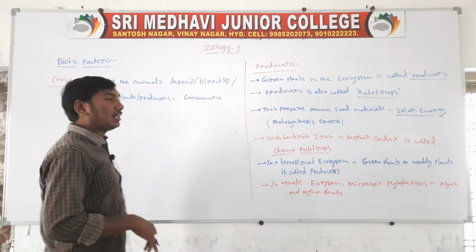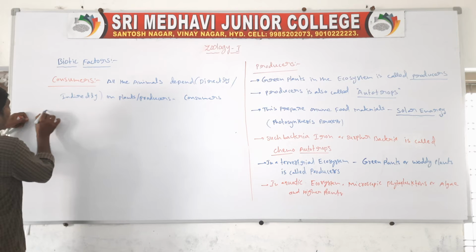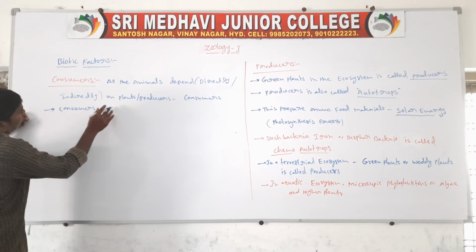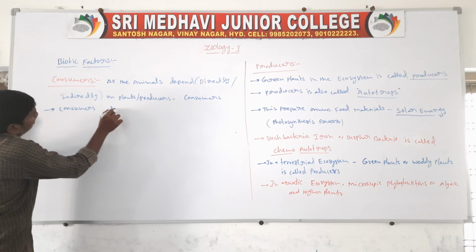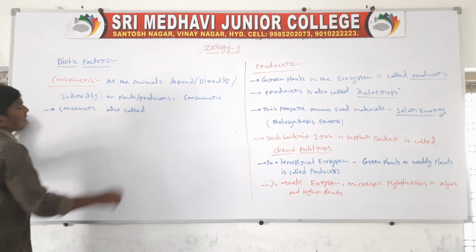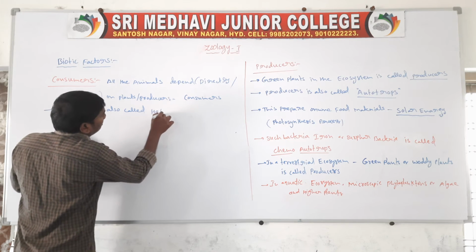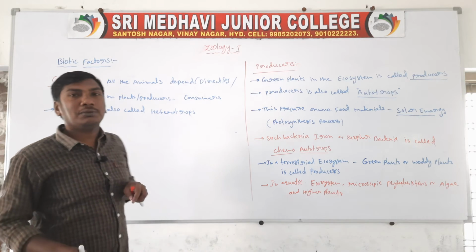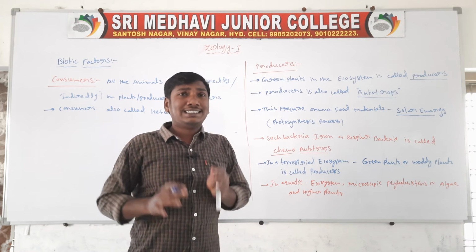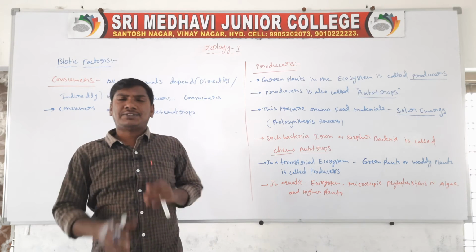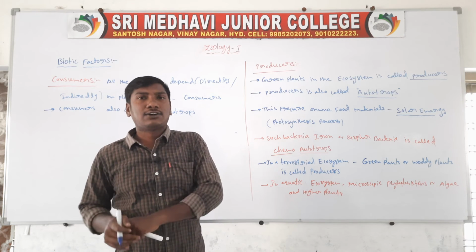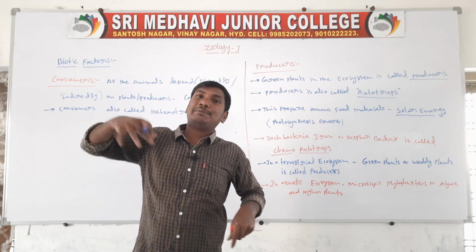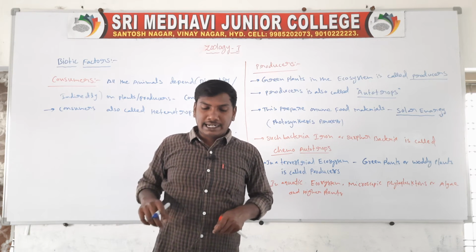The consumers are also called heterotrophs. Heterotrophs means they depend on other organisms, so they are called heterotrophs. Autotrophs means they prepare their own food material, so they are called autotrophs. So heterotrophs means depending on other organisms.